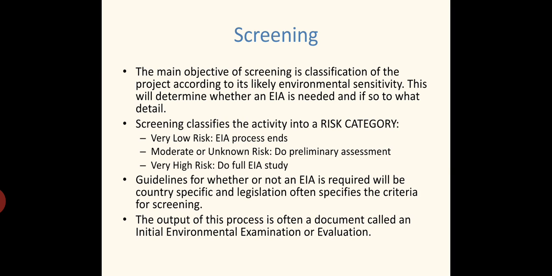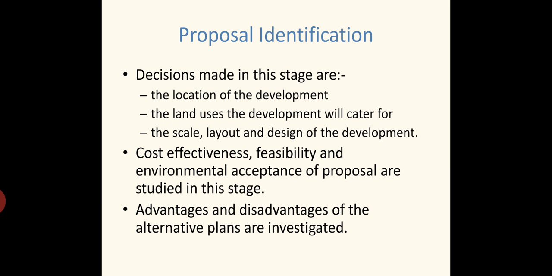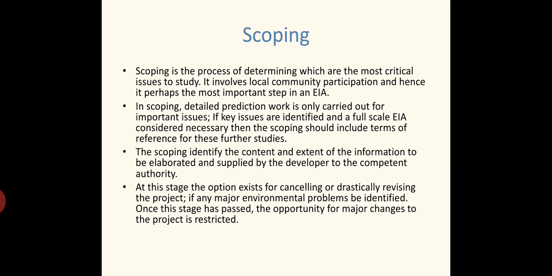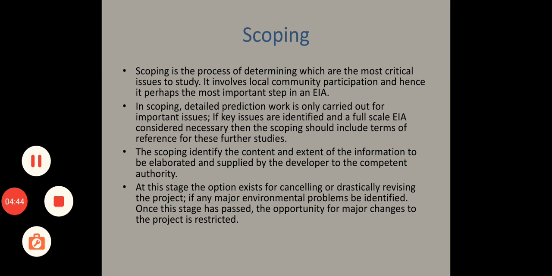Okay. So the output of this process is often a document called an initial environmental examination or evaluation. The final report of this process is called the initial environmental examination or evaluation. So this is made available to the common people for further reference. So after screening, the report is made available, and the discussions will be carried out based on this in the next step. Okay. So the next process is scoping.